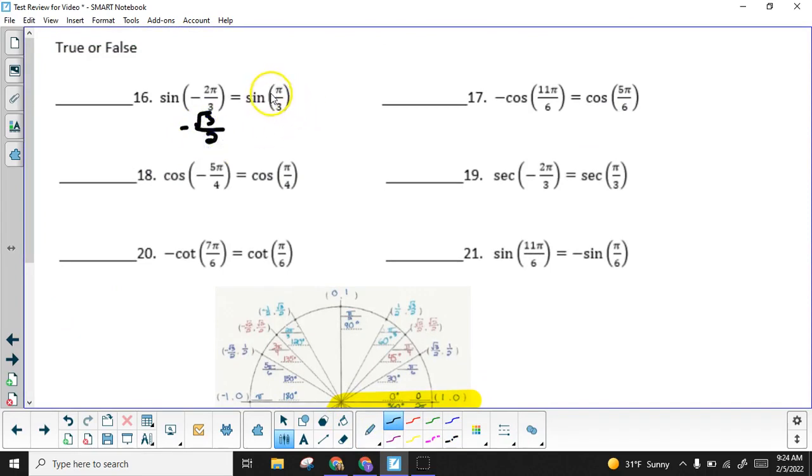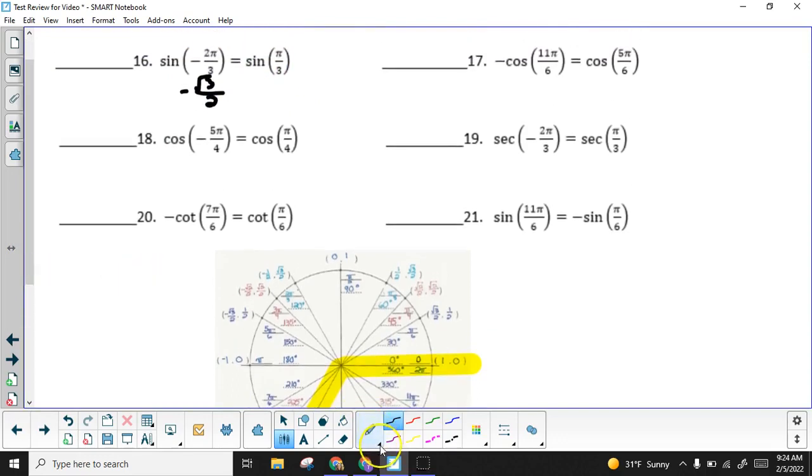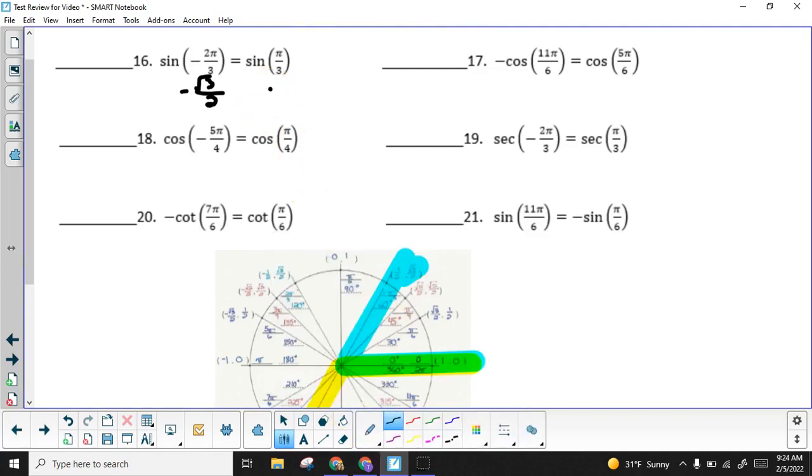And now I want to find the sine of pi over 3 and see if it's the same thing. Sine of pi over 3. I'm going to use a different color here. Pi over 3, the sine, the y-coordinate, would be positive root 3 over 2. So we're comparing negative square root of 3 over 2 with positive square root of 3 over 2. They are not the same thing, and so this is false.